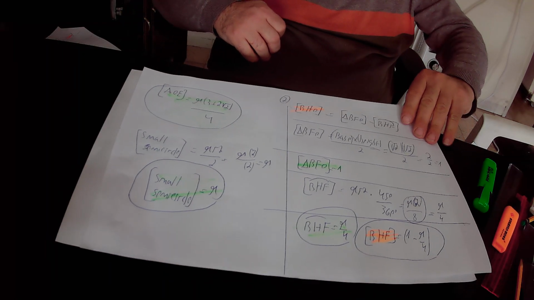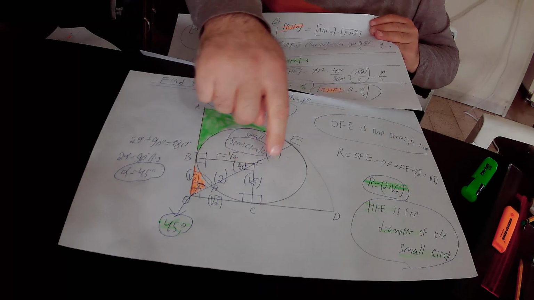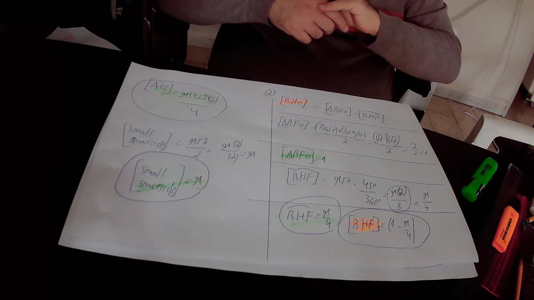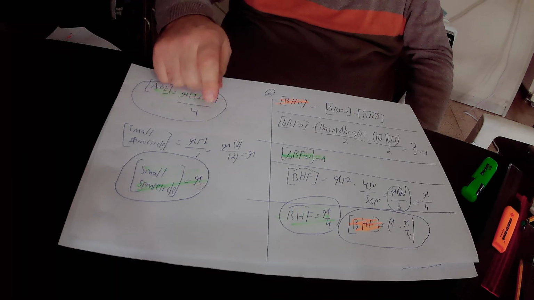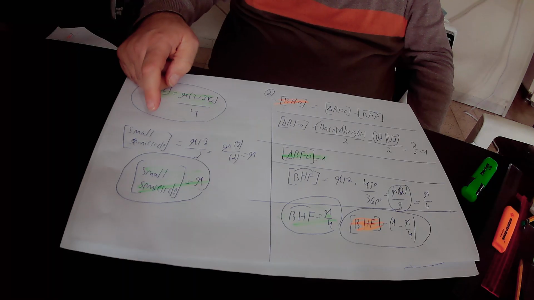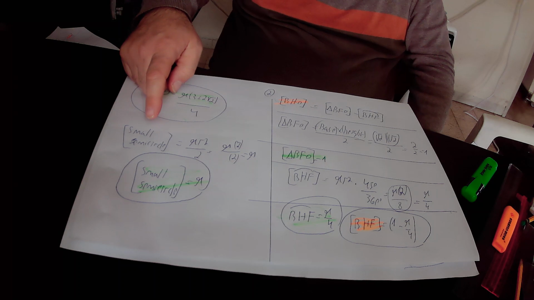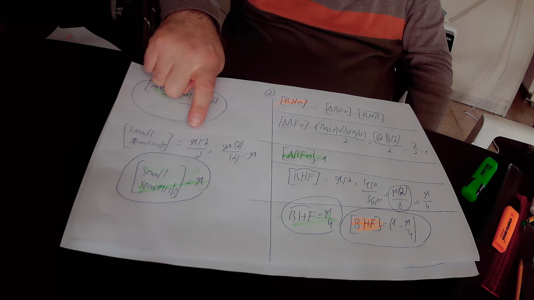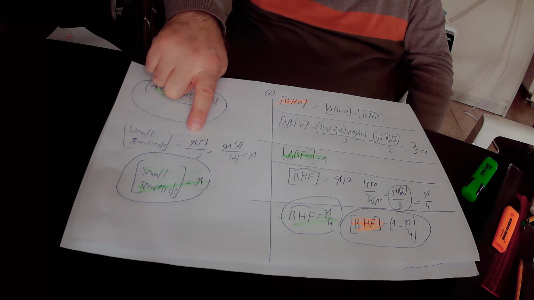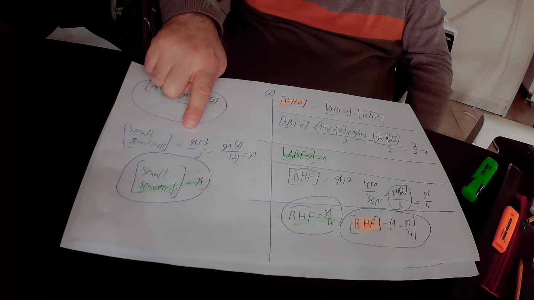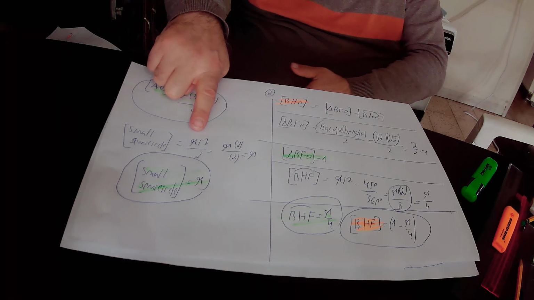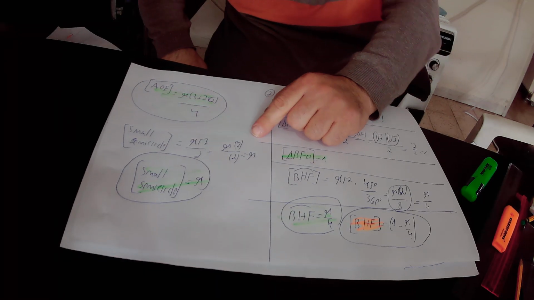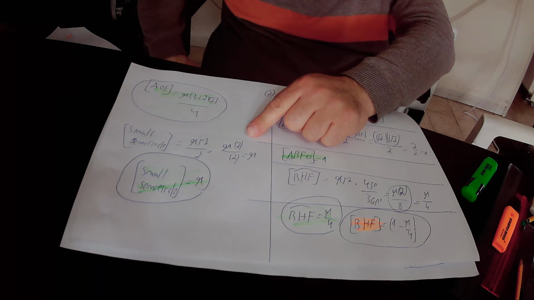In the next step, we find the area of this small semicircle. The area of any semicircle equals the area of the circle over 2. The small semicircle is part of the small circle, and we know that the area of the small circle is pi r squared. When we divide the area of the small circle by 2, we get the area of the small semicircle. So in total, the area of the small semicircle equals pi r squared over 2.